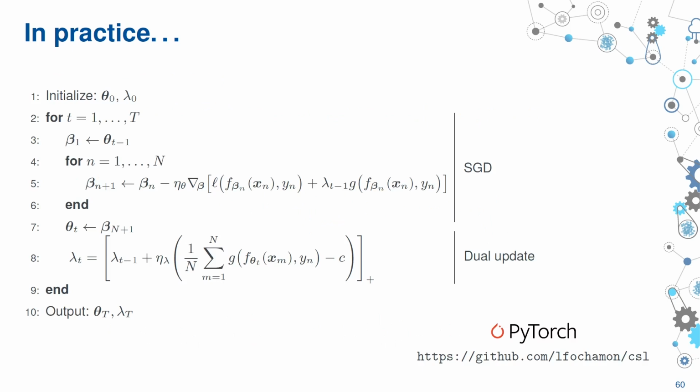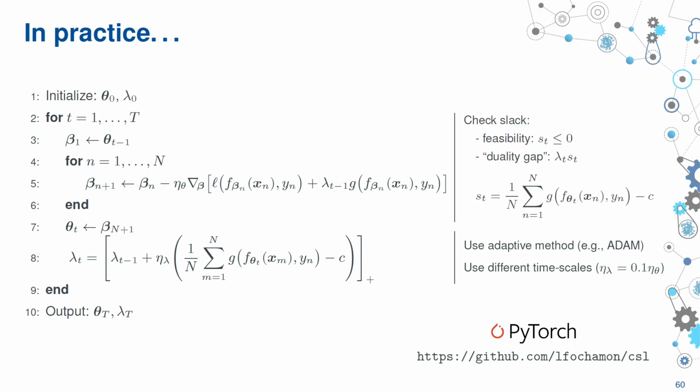So there are two nested loops here, right? The outer loop is optimizing the dual function. This inner loop is optimizing the Lagrangian. And here you could use stochastic gradient descent. And here, by the way, you could also use stochastic gradient descent on the constraints. There are several other things that you could do in practice. Here you can use adaptive methods, for example, Adam. Actually, it's not that you can, you should use different time scales for the primal and the dual. That's because the convergence of the dual is subsidiary to convergence of the primal.